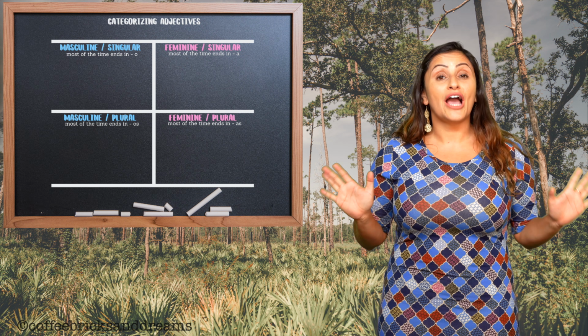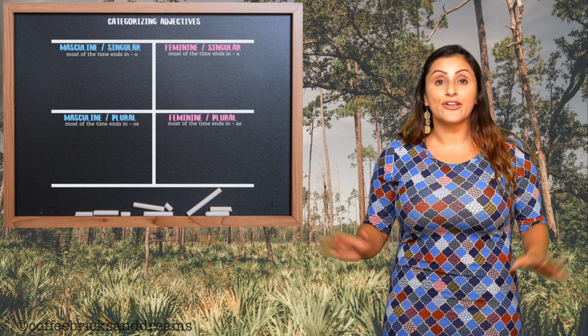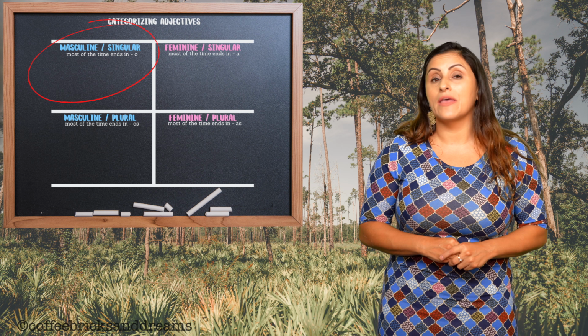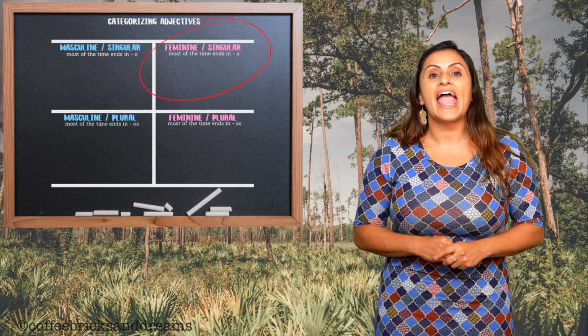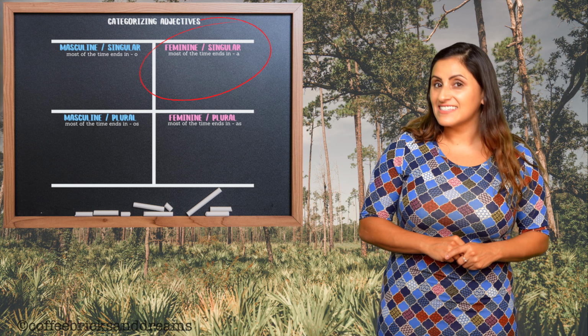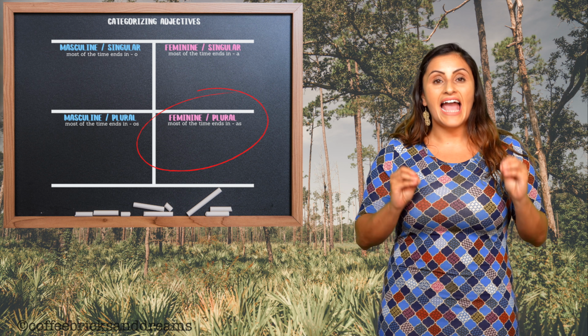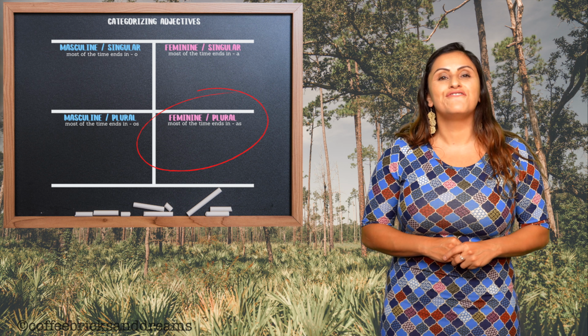So now let's pop in our chart here, because our job today is to learn how to categorize adjectives. Our chart is divided in four. We have O for the masculine singular, A for the feminine singular, OS for the masculine plural, and AS, A-S, for the feminine plural. So let's see how this works.